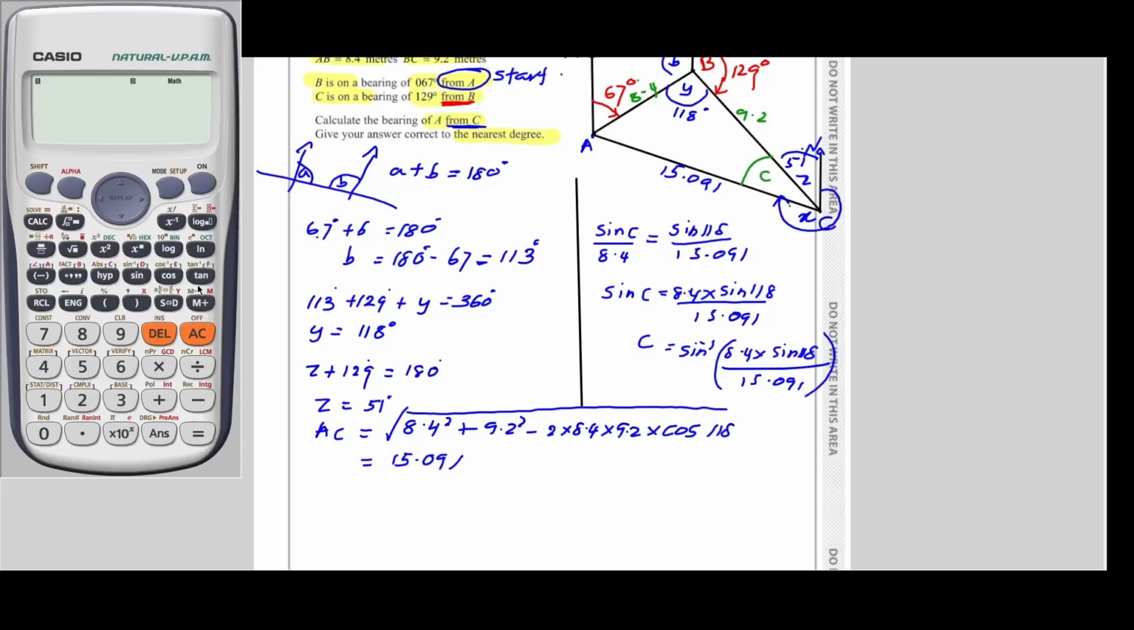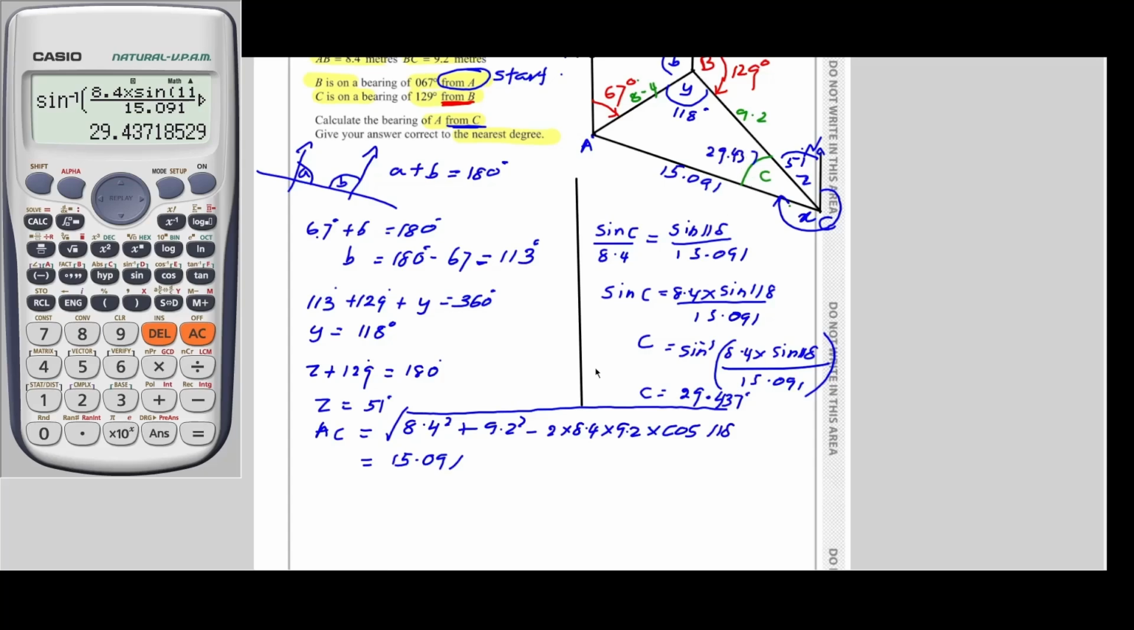Let's use the calculator and get the value. Shift sine inverse brackets. So we are getting 8.4 into sine 118 over 15.091. Close the bracket. Equals 29 point. So C we are getting as 29.437. C equals 29.437. So we got this one, 29.437.